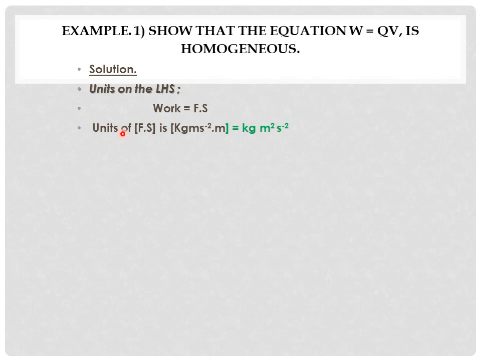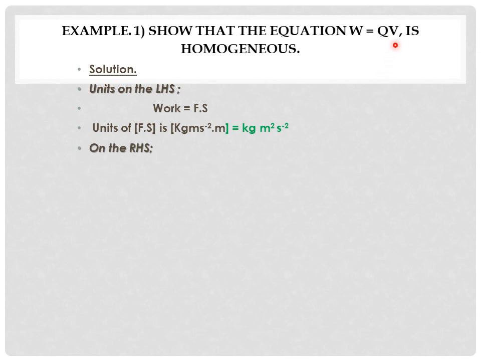Now, dimensionally, units of force times distance: force is kilogram meter per second square, and distance is meter. So if we simplify this, kilogram stands, meter times meter gives you meter square, and the second to the power minus 2 remains. So the unit of work is kilogram meter square per second square. This is what we have on the left-hand side. If we also work out the unit of charge times voltage, and it gives us kilogram meter square per second square, then it will mean that this equation is homogeneous. As simple as that.